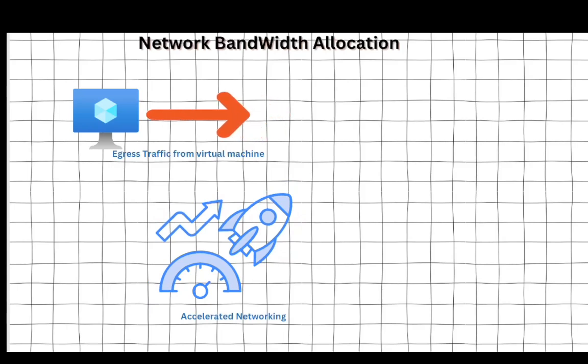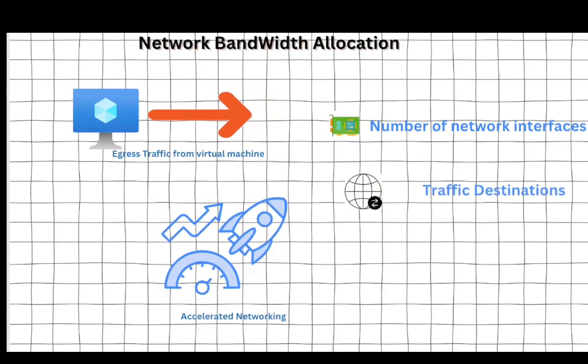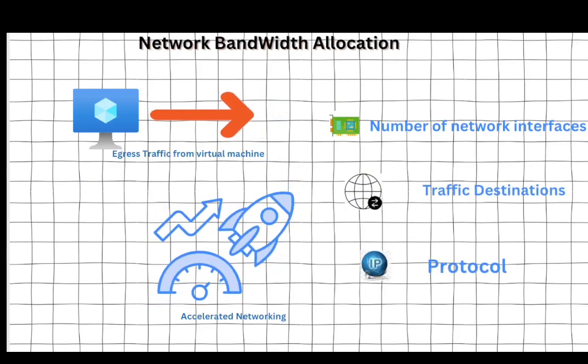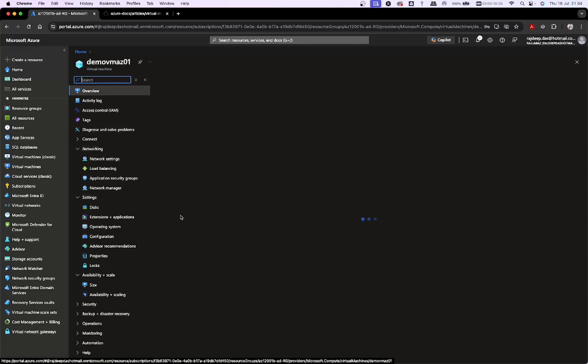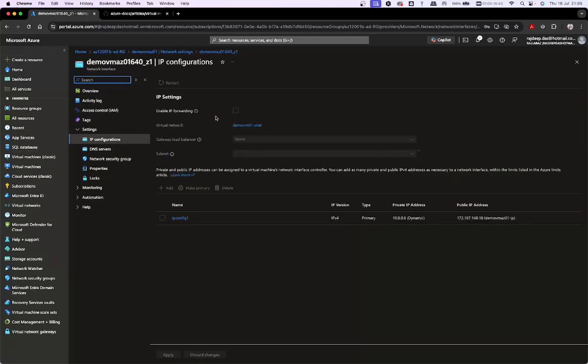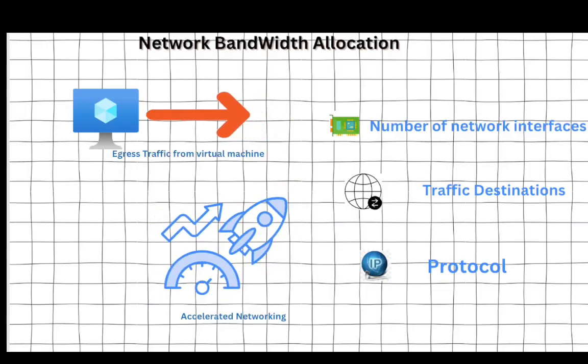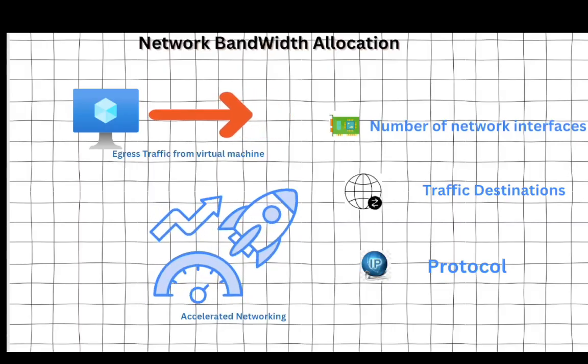However, we should note that there are some factors which do not affect the network egress of a VM: number of network interfaces, traffic destinations, and protocol. These three factors will not affect the network egress of a virtual machine. We should keep these points in mind, since you might get a question in the exam which is related to this.